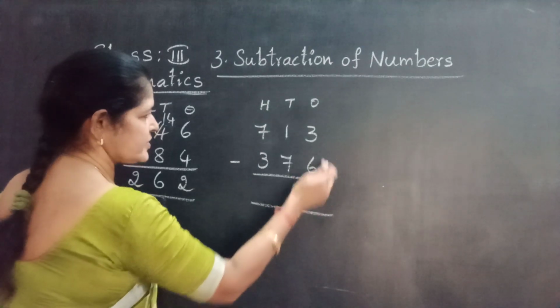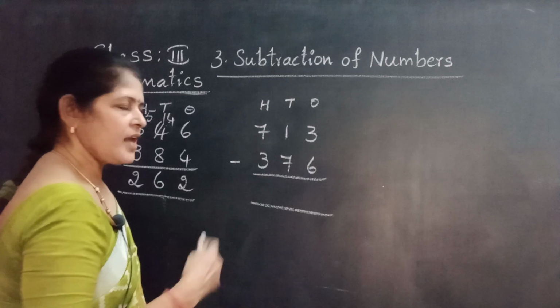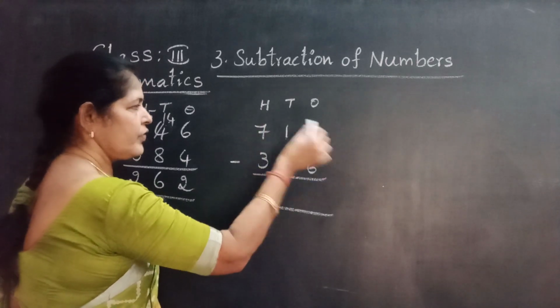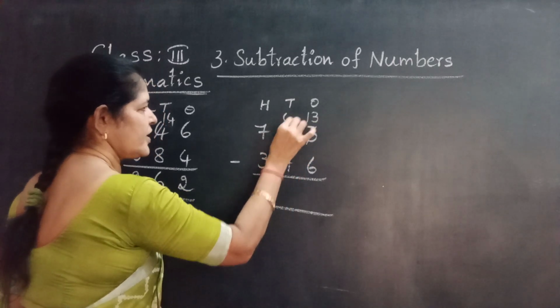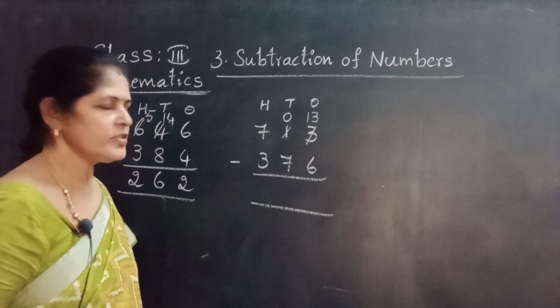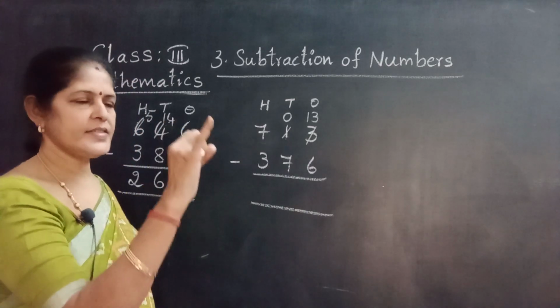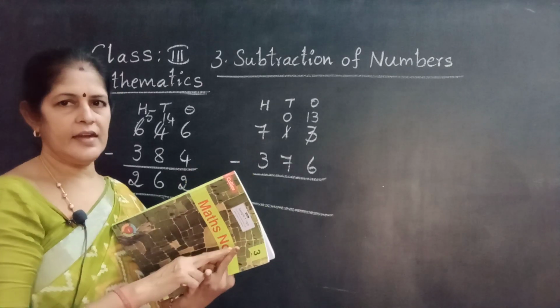Start from ones. 3 minus 6. 3 is less than 6. Not possible. One moves from tens to ones. 3 becomes 13, 1 changes into 0. Now 13 minus 6. Count. Close fingers. 6 after 7, 8, 9, 10, 11, 12, 13. 7.